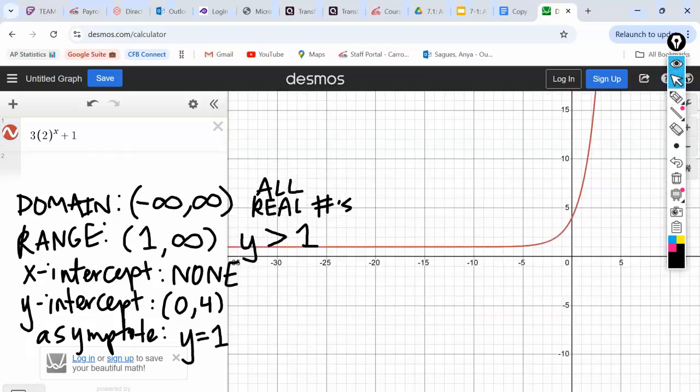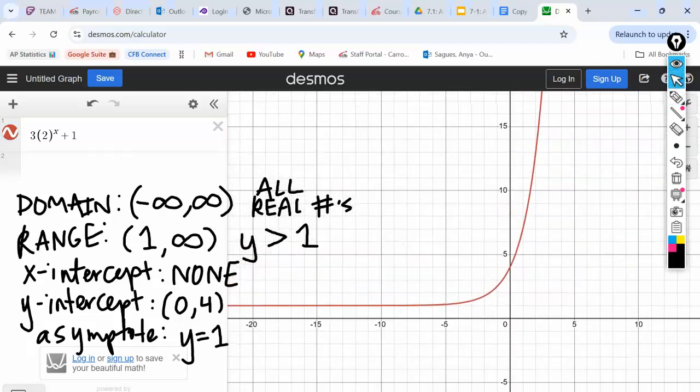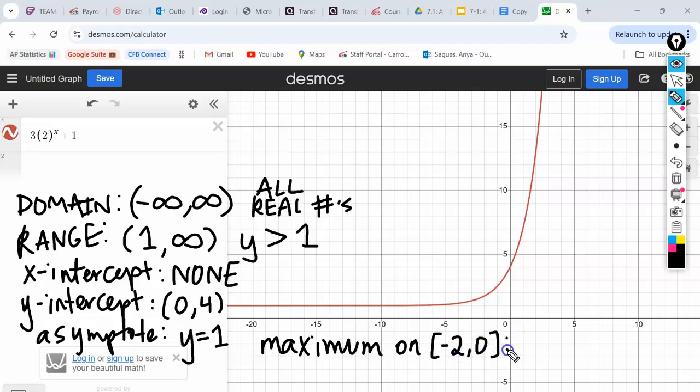Okay, finally, we are going to look at the maximum and minimum over an interval. So the interval is the maximum on [-2, 0]. And we're also going to look at the minimum on the interval of [-2, 0].